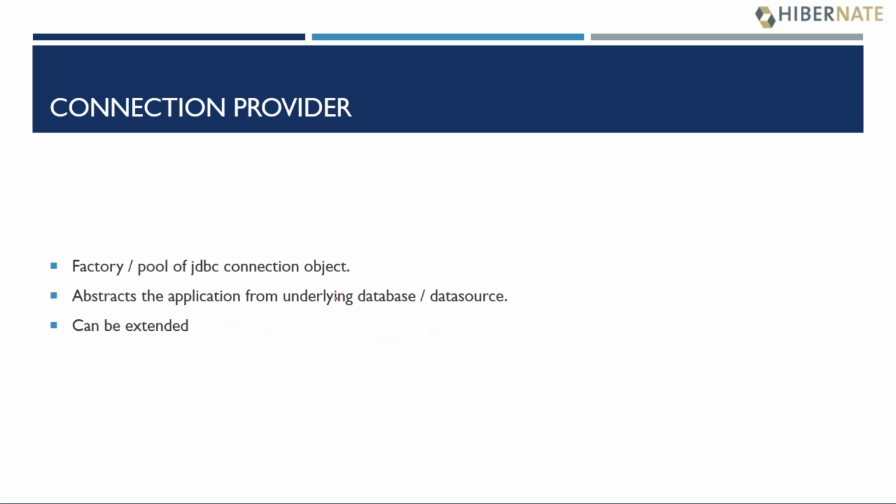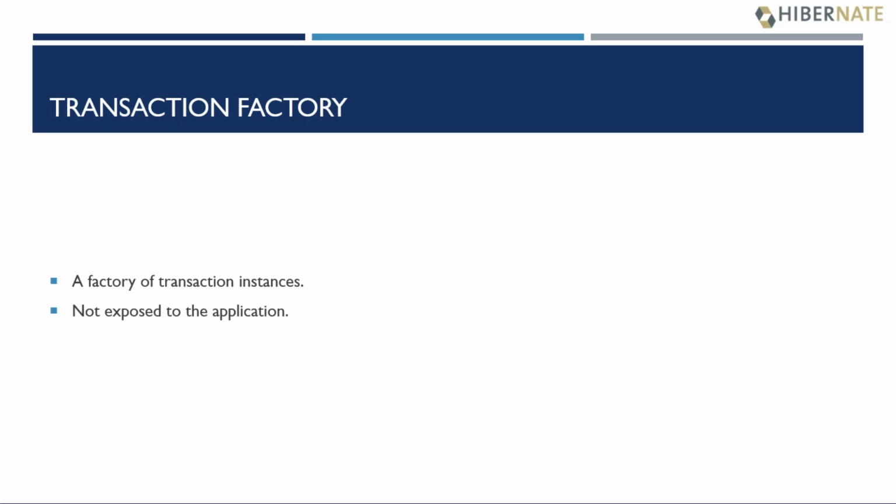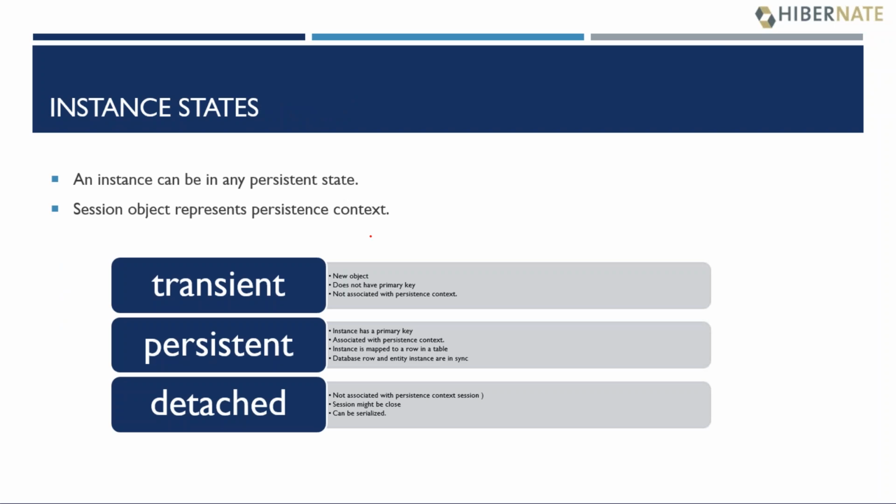And then again, the connection provider you have, factory or pool of the JDBC connection object abstracts the application from the underlying database/data source and it can be extended. Transaction factory, you will not be using it. The transaction object will be using a transaction factory. It will help you get the transactions. A factory of transaction instances and is not exposed to the application. You will not be able to access this.